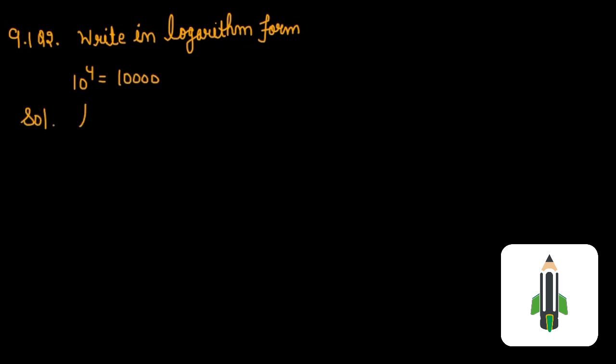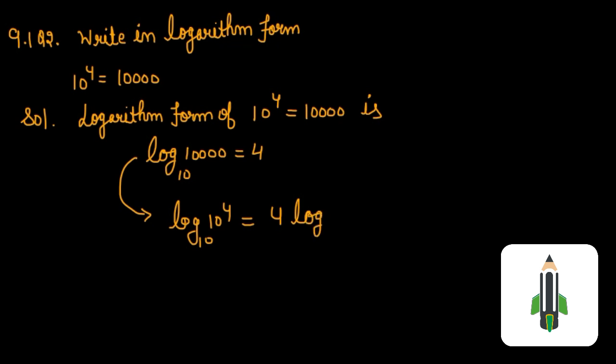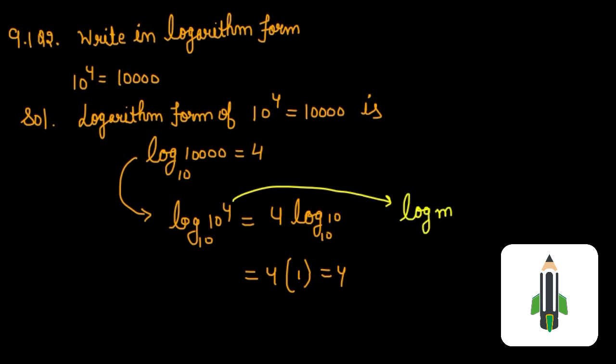To solve this, the logarithm form of 10 raised to the power 4 is 10,000 and it can be written as log 10,000 with base 10 is equal to 4. And it can be written as log 10 raised to the power 4 with base 10 is equal to 4 log 10 with base 10. And it can be written as 4 multiplied by 1 is equal to 4, because if base and number are the same, then the value will be 1. Here we are using a formula log m raised to the power n, which is n log m.